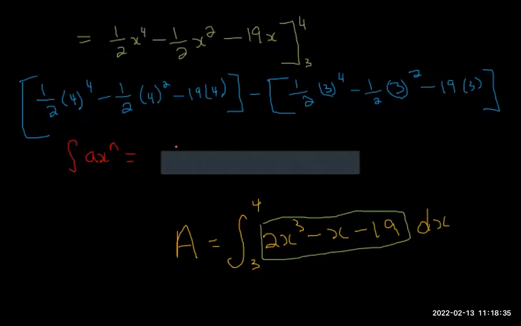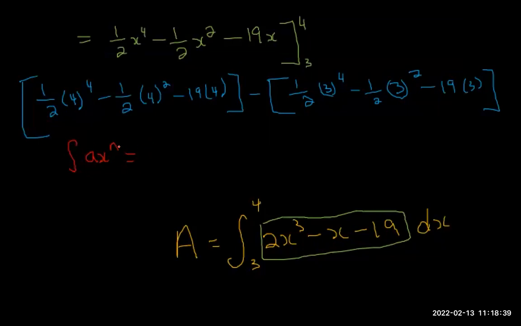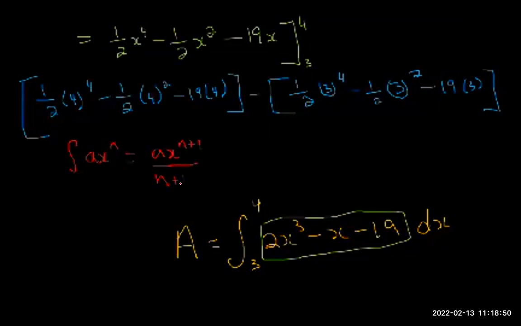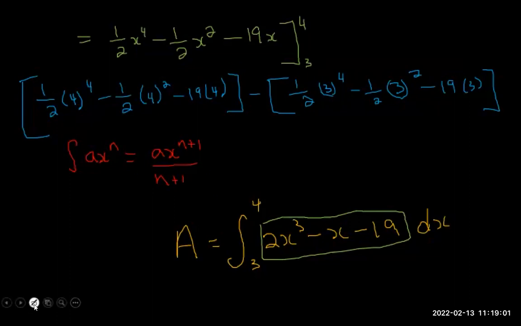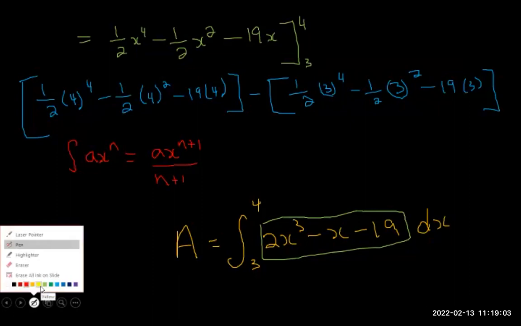Right? So we're applying the basic rule of integration that says if my integrand is in the form ax to the n, then the integral would be ax to the n plus 1 all over n plus 1. In this case, we don't put the plus c because we're dealing with definite integration, right? So considering this expression right here, if I apply this rule, I'm going to get, I can use yellow, yeah.